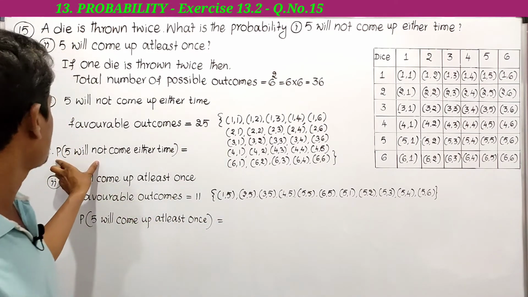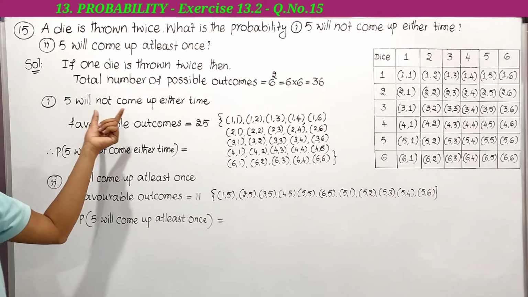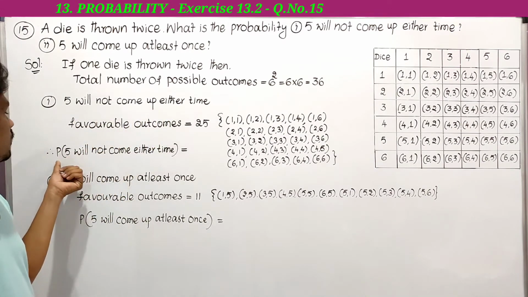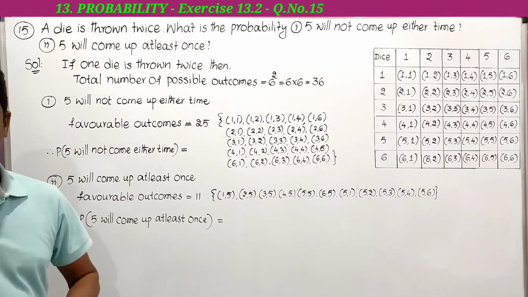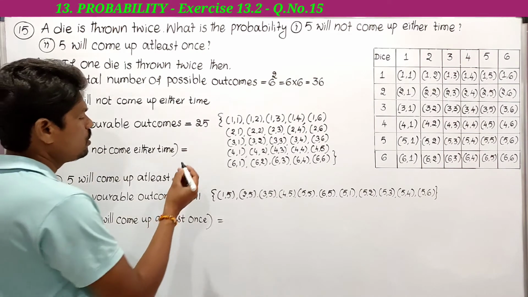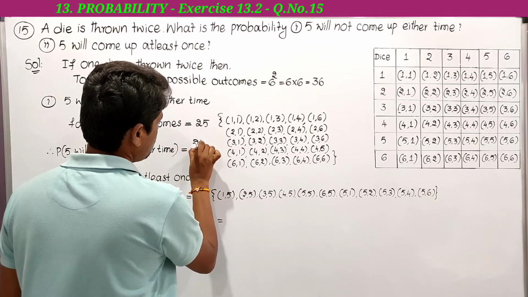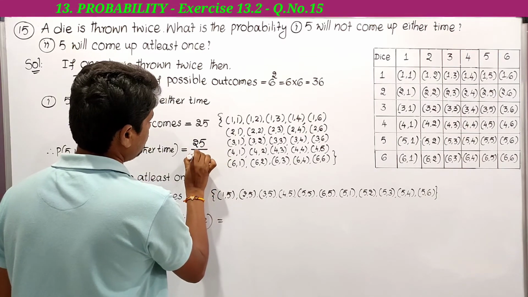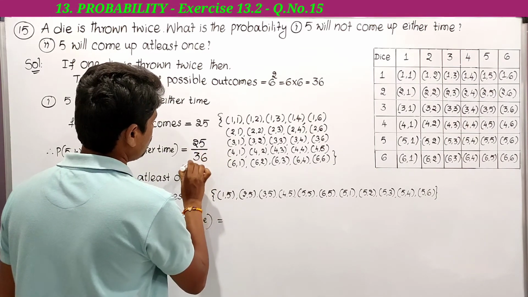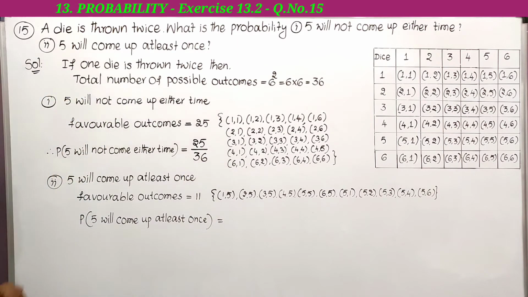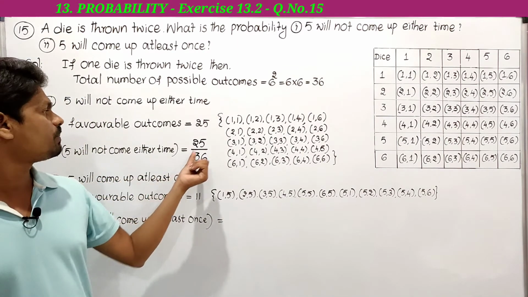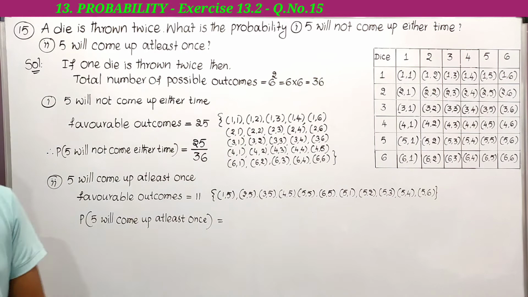So therefore the probability of 5 will not come up either time, denoted by P of 5 will not come up either time, is equal to favorable outcomes divided by total number of possible outcomes. Here favorable outcomes are 25. Total number of possible outcomes are 36. Therefore, the probability of 5 will not come up either time is 25 by 36.